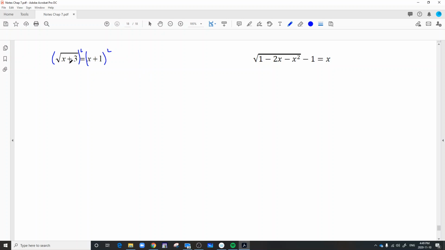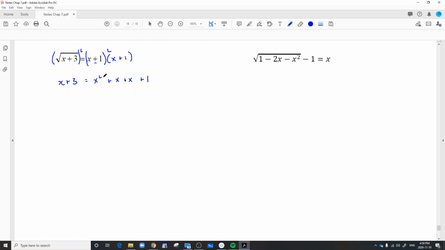So if I have the square root of x plus 3 all squared, that's just x plus 3. Now careful. X plus 1 all squared. Now we have this plus 1. When you square something, it means multiply by itself. This is x plus 1 times x plus 1. That gives you x times x is x squared, plus x times 1 is 1x, plus 1x, plus 1 times 1 is 1. I'm left with a quadratic equation.